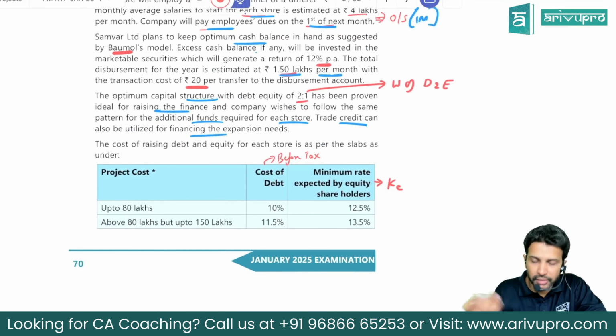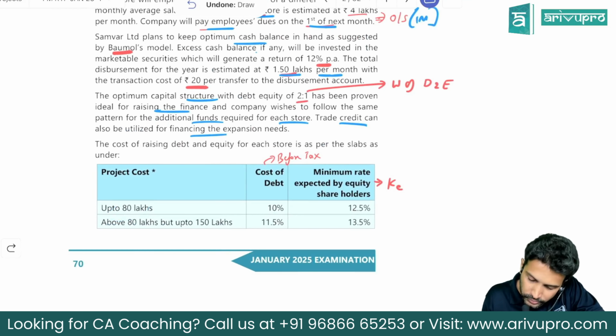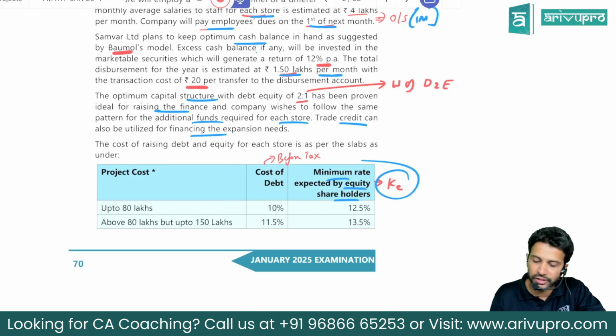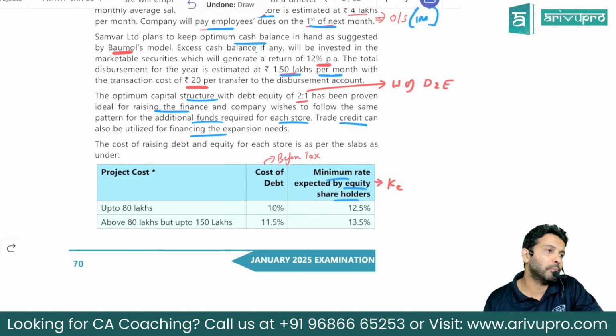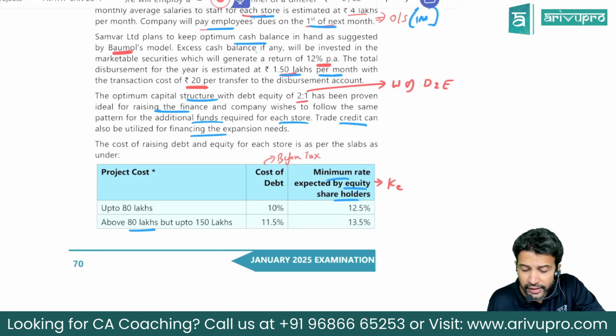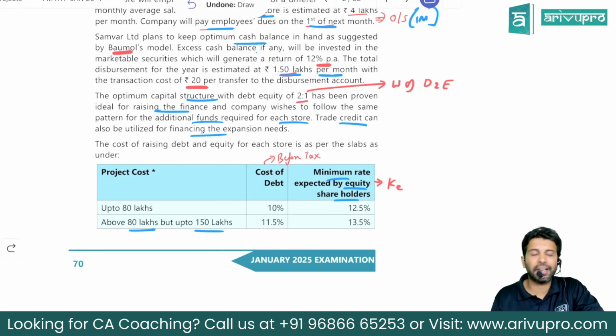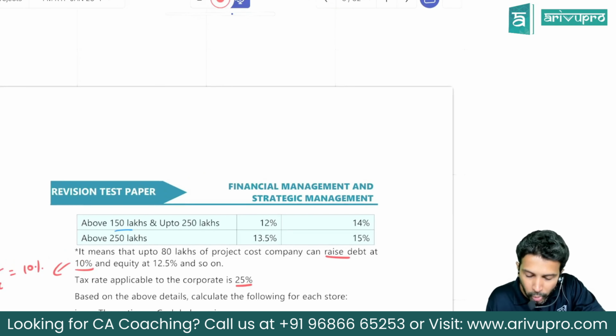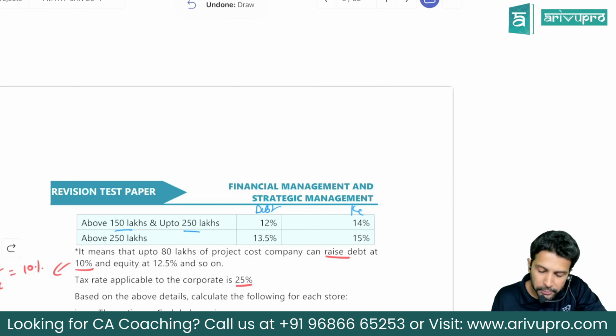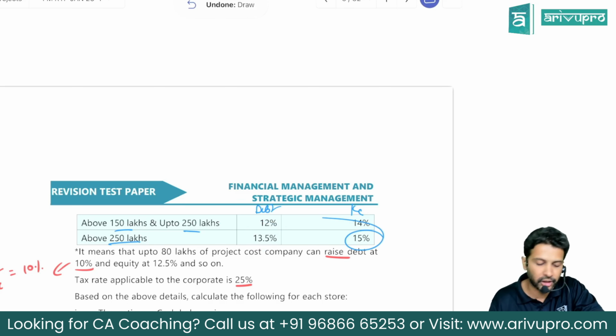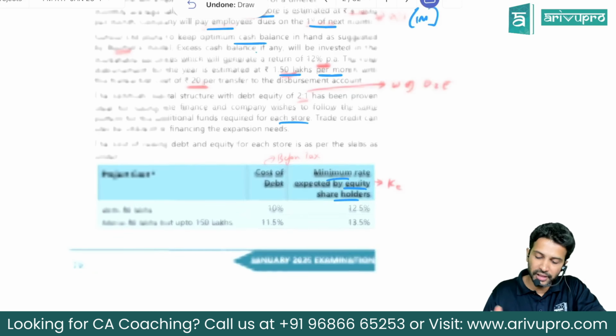Of whatever amount you require, on the first 80 lakhs, the cost of debt is 10%. The minimum rate expected by equity shareholders, as in cost of equity, is 12.5%. Up to 80 lakh. Then above 80 lakh, up to 150 lakh, the debt expectation will be 11.5% and the cost of equity will become 13.5%. Above 150 lakhs and up to 250 lakh, the debt expectation will become 12% and the equity expectation will become 14%. Above 250 lakh, you can raise debt by giving an interest of 13.5% and the equity expectation is 15%. Can someone tell me what this table is?